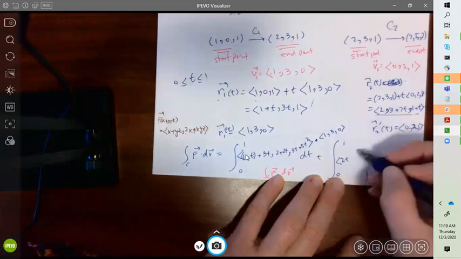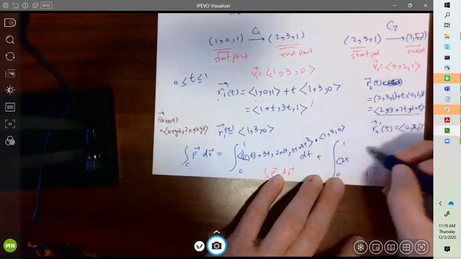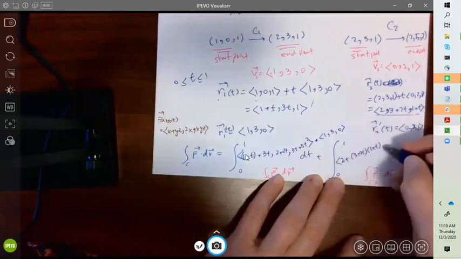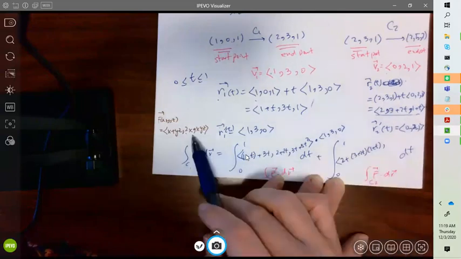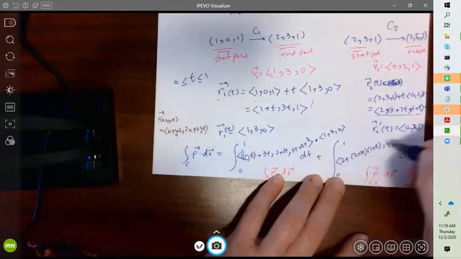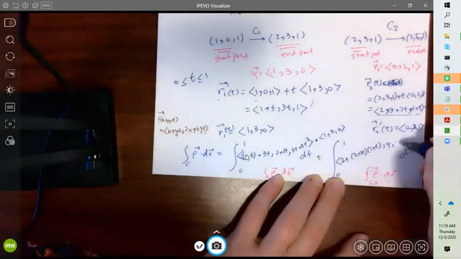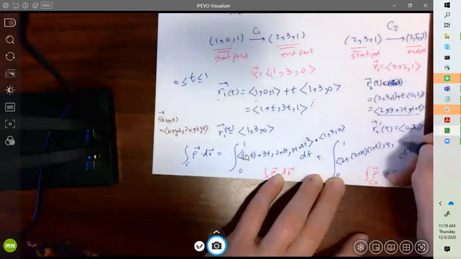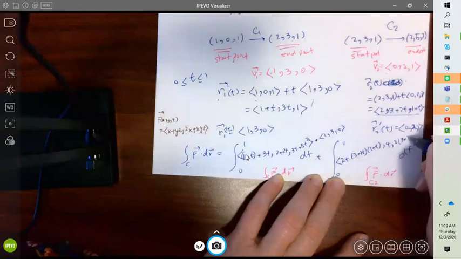And so you will have 3 plus 2t times 1 plus t. And then you have 2x, which is 4. And then xyz, which is 2 times 3 plus 2t and 1 plus t. 2 times 3 plus 2t and 1 plus t. And then dotted with the r prime.